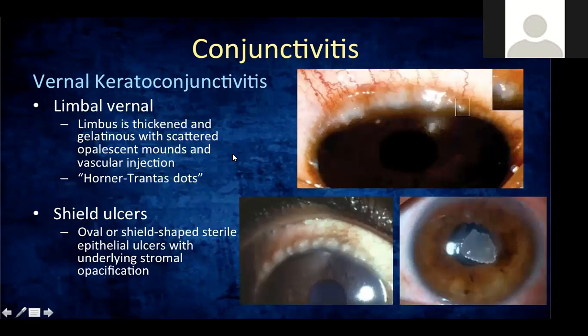There are other specific signs also for VKC. One is your limbal vernal. Okay, it's here in the limbus, the border of the cornea and the sclera. And you call these your Horner-Trantas dots. Then, because of constant friction from the cobblestone papillae, the epithelium of the cornea can develop an ulcer. And this ulcer is sterile, okay? These ulcers are called your shield ulcers because sometimes they do look like a shield.